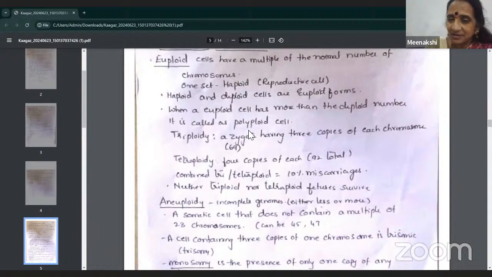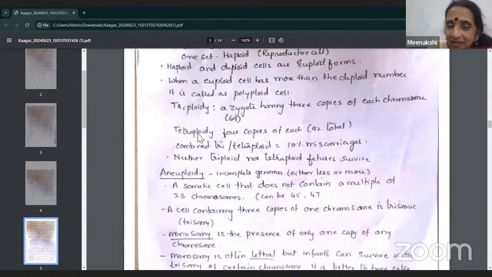46 plus another 24. It should be 68. Triploidy, I have written 69. So like that, tetraploidy: 4 copies of each will be there. So 92 chromosomes. Like that, there will be a multitude of chromosomes. Combined, triploidy and tetraploidy will lead to 10% of the miscarriages.